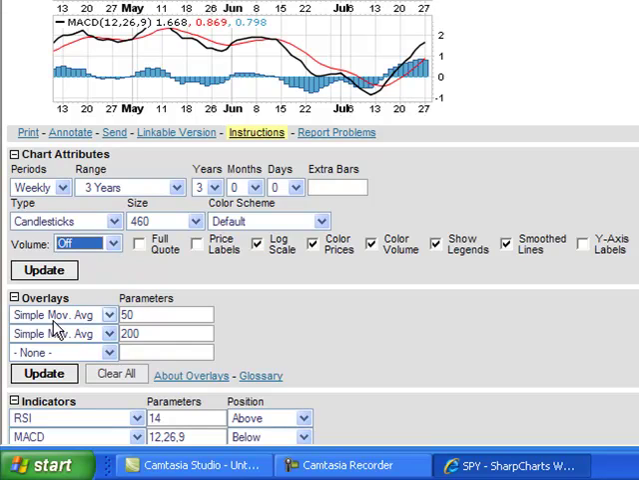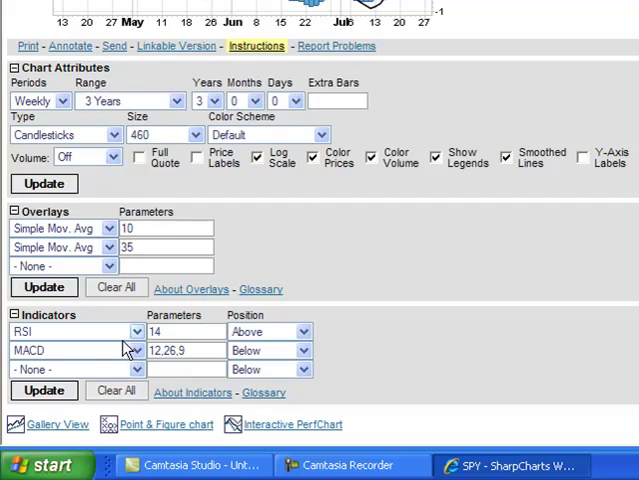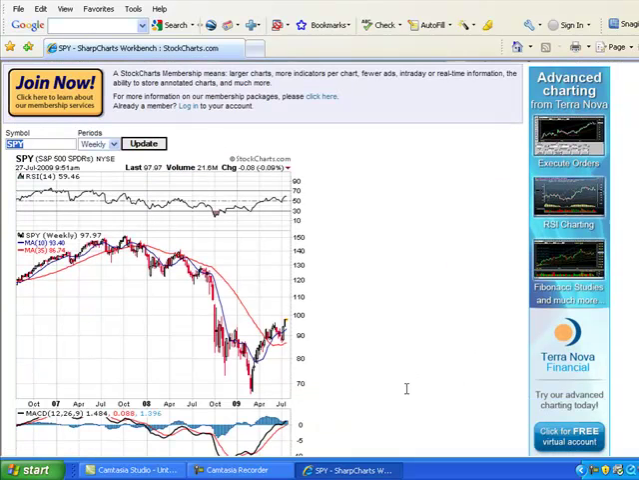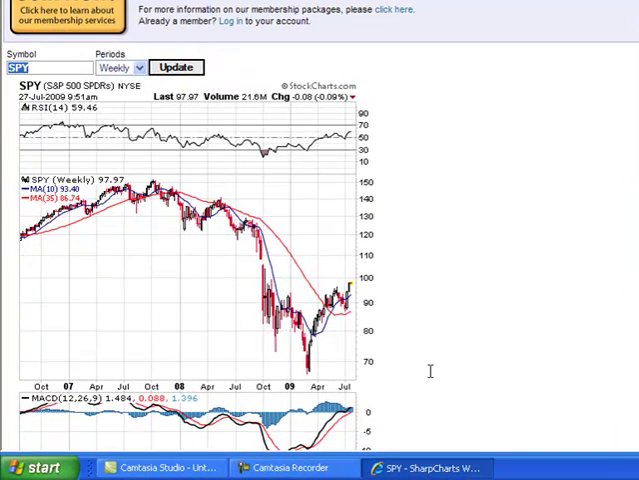And what we're going to do is just then move to these overlays of the moving averages. The first one we're going to make 10, and the next one we're going to make 35. Now moving on down, we're going to leave the RSI indicator the same, the MACD indicator the same, and we're just going to hit update. And voila, there we have it. We have a change. We notice that it's weekly. We notice the moving average of the blue line is 10, or 10 weeks, or 50 days, and the moving average of the red line is 35 weeks, which is pretty significant.